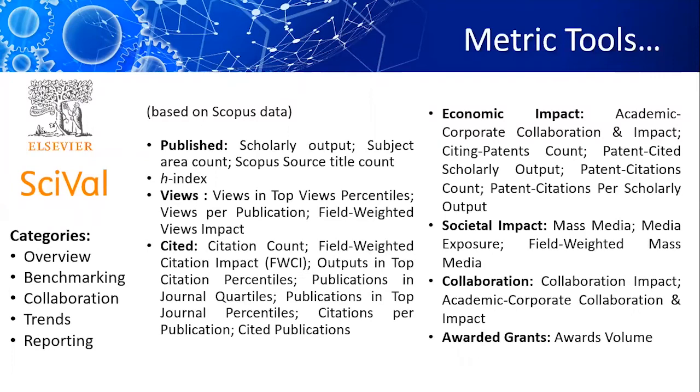Next metric, that is Cited. In SciVal, you can generate the report for citation count, the total number of citations. And an important thing is that here you can generate the FWCI, field weighted citation impact, for the individual articles. And outputs in top citation percentiles, publications in journal quartiles, publications in top journal percentiles, citations per publication, cited publications. And under the economic impact metrics, you can generate reports for academic corporate collaborations and their impact, citing patents count, means the total citations for the patents, patent cited scholarly output, patent citations count, patent citations per scholarly output. Like this, you can select different metrics to generate your research report.